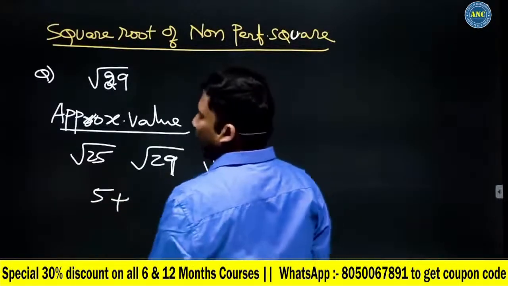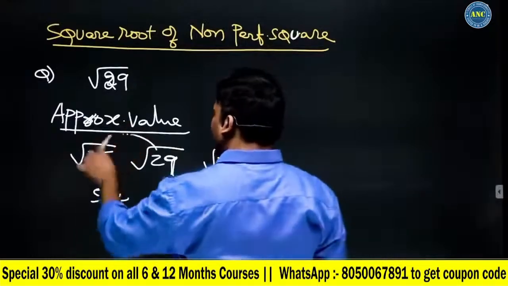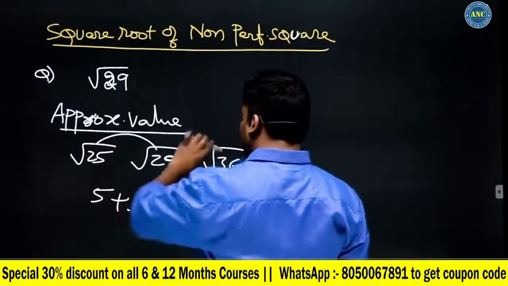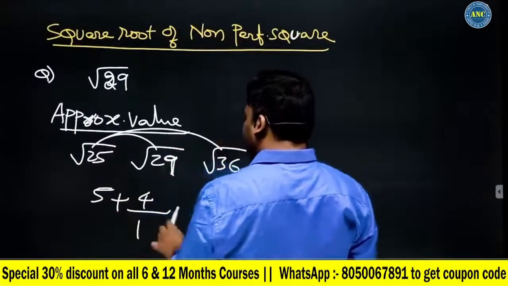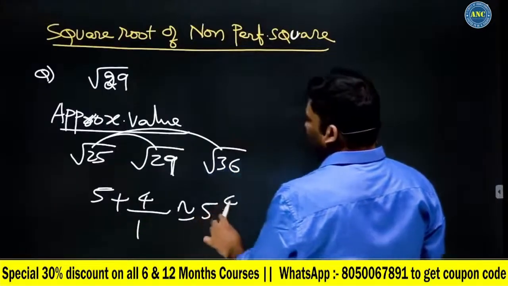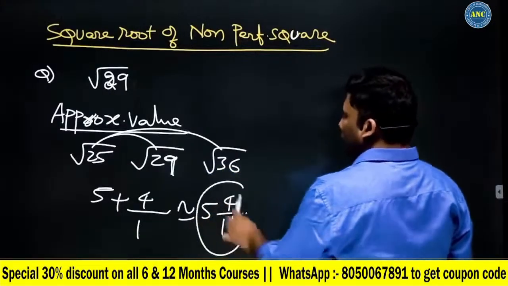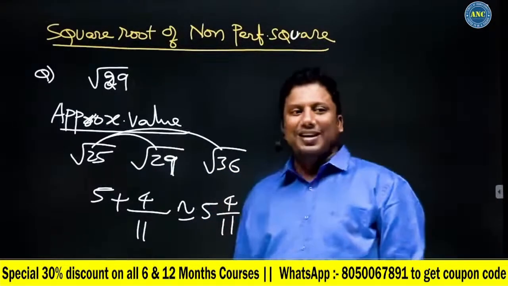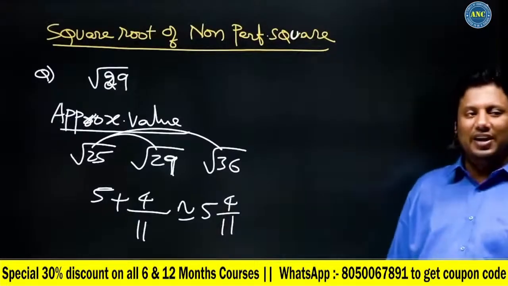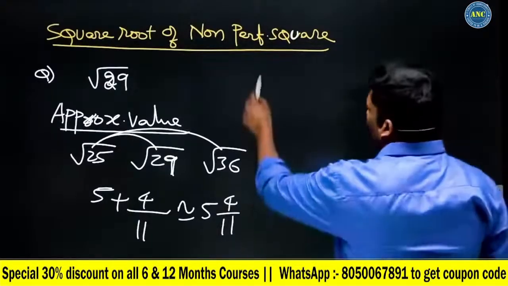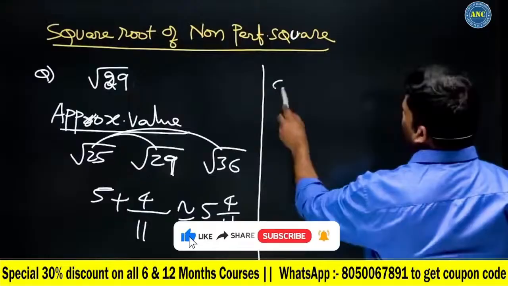29 is greater than 25. 5 plus, 29 minus 25, the difference is 4. 36 minus 25, the difference is 11. Answer is approximately very close to 5 and 4 by 11. All shortcuts we will discuss in our class.